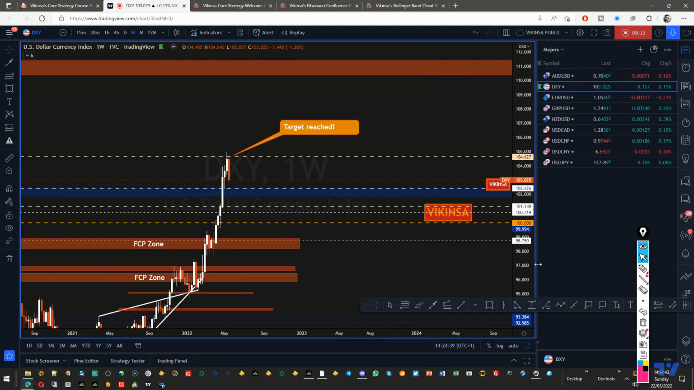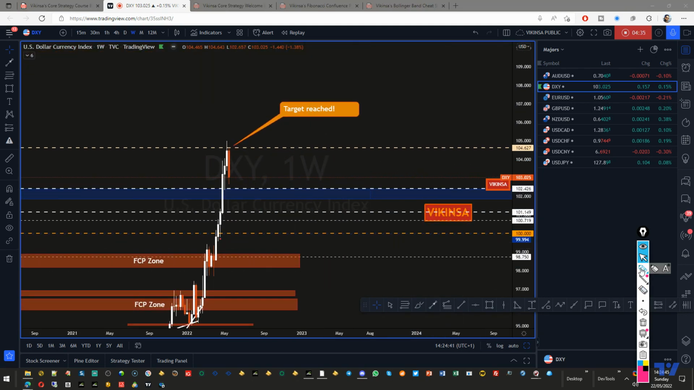But right now, in the coming week or so, what we expect is that the dollar can actually still fall down. Why? Because first of all, this is an engulfing candle here on the weekly time frame, so there can be another week of bearishness here.